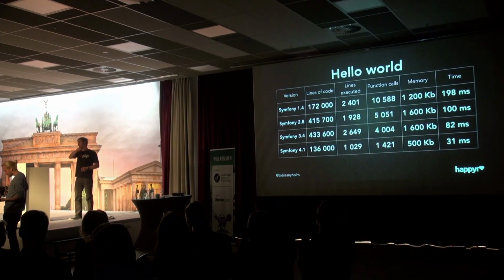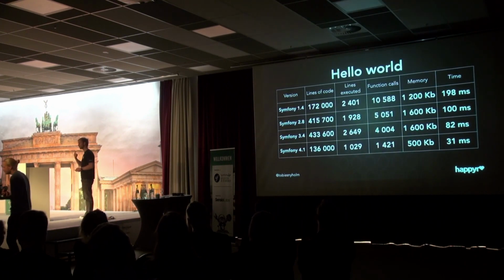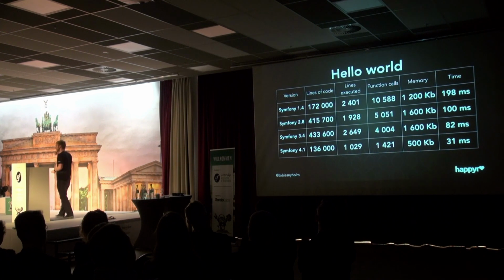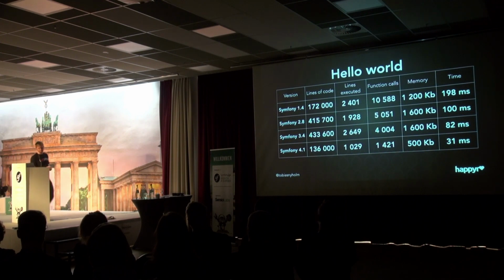As a kind of proof of concept, this is hello world in Symfony with different versions. I have Symfony versions 1, 2, 3, and 4. I want to show the number of lines of code and the number of method calls, just for executing hello world. And as you see, the less code we have, the quicker it is. But this is only hello world, right?